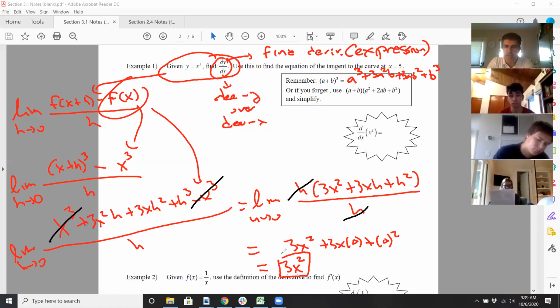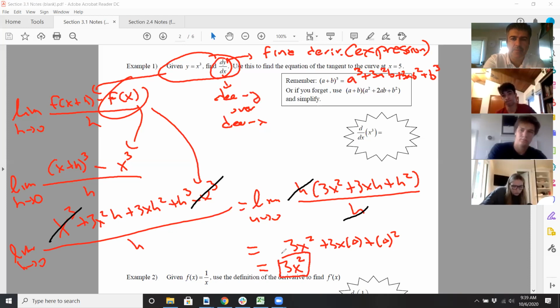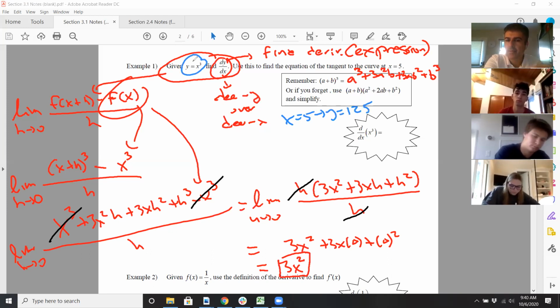So that's what's happening there. The second part's asking you to find the equation of tangent at x equals 5. Well, at x equals 5, let me do that in blue, y is 125. Remember, that's our function. So if you do point slope form, easy peasy. We know this, right?